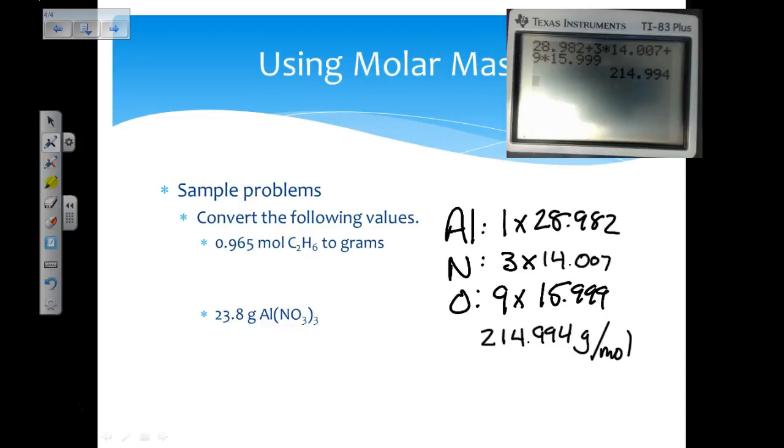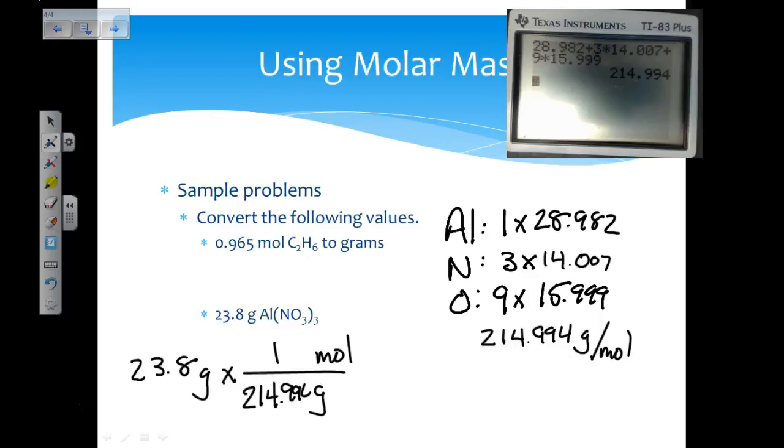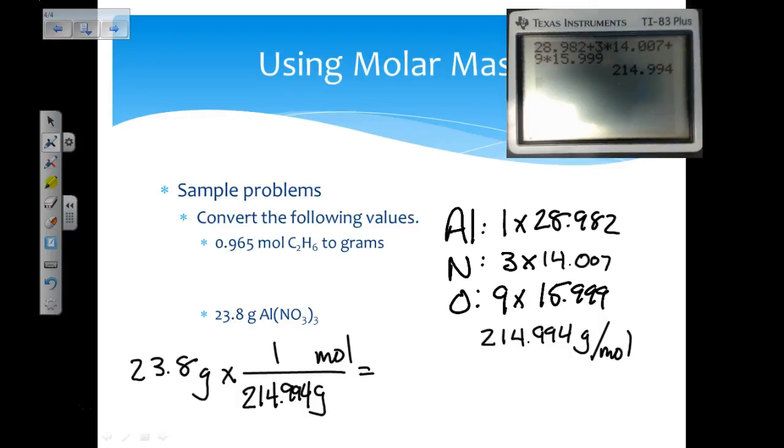That's good stuff. So we're going to start with the number given that we're trying to convert. We're going to set up our X line. Grams on the bottom, moles on the top. 1 mole for every 214.994 grams. And now we do that math.